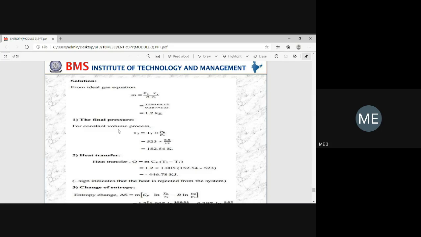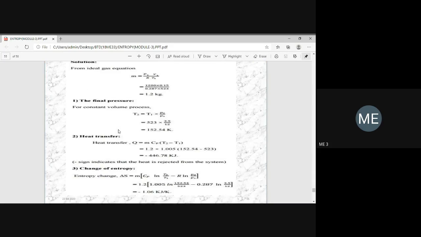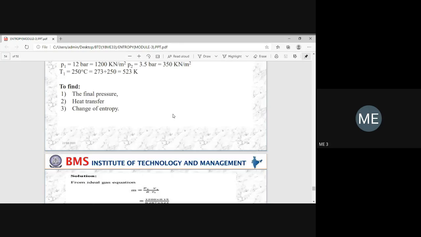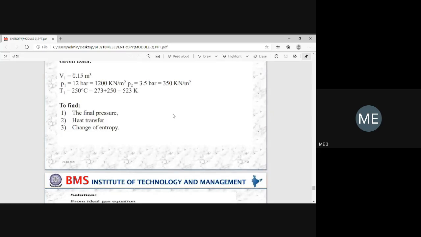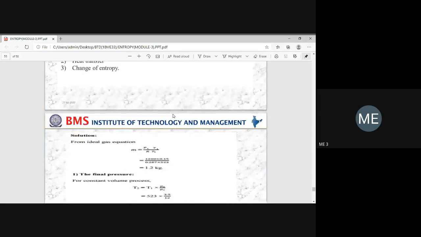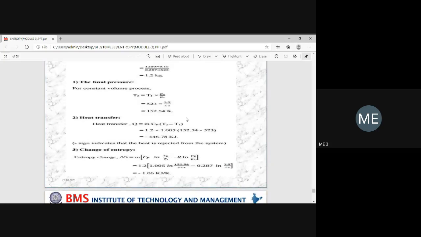And to find the final temperature, once again apply P1 by T1 equals P2 by T2. From that, we obtain T2 as T1 into P2 by P1. You remember, all the values must be expressed in Kelvin, so don't put it in degrees Celsius. 523 into 3.5 divided by 12, we get 152.54 Kelvin.